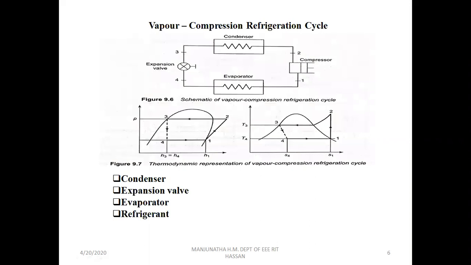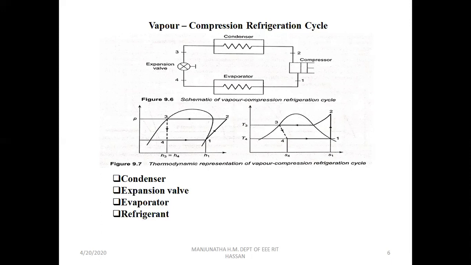Normally we use the vapor compression refrigeration cycle rather than vapor absorption. This cycle has four major components: the compressor, condenser, expansion valve, and evaporator, along with the refrigerant. These are the four major components we use in the vapor compression refrigeration cycle.